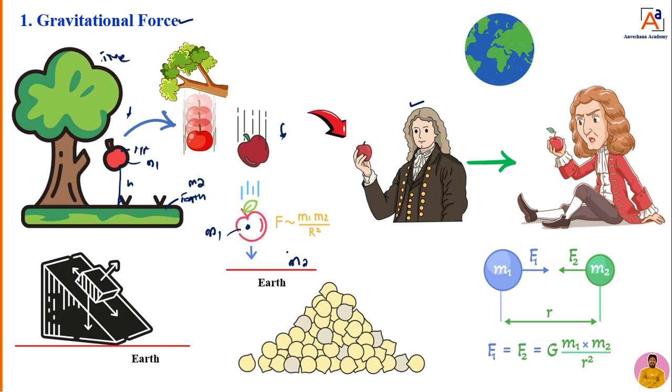When there are two masses, in between these two masses definitely there is a force. That force is nothing but gravitational force. That gravitational force is represented by F, and that force is directly proportional to the mass of the two objects, that means the mass of the apple and the mass of the earth, and it is inversely proportional to the square of the distance. You can take this is apple and this is earth. The distance between apple and earth is represented as r.